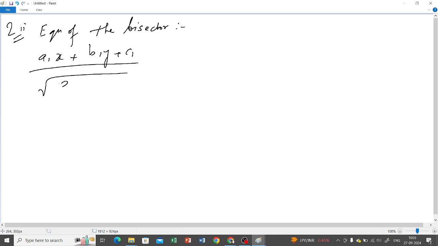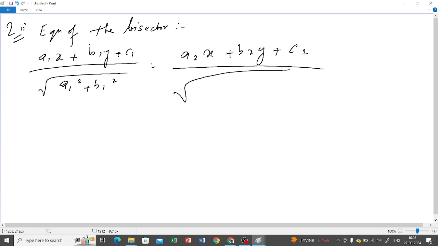A1x plus b1y plus c1. So this is the equation of the bisector. It is the same thing, just the sign is positive. Okay, that's the whole thing.